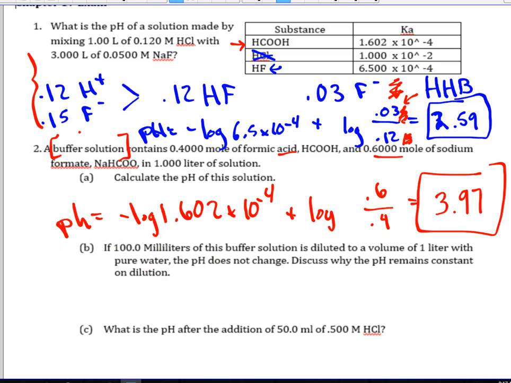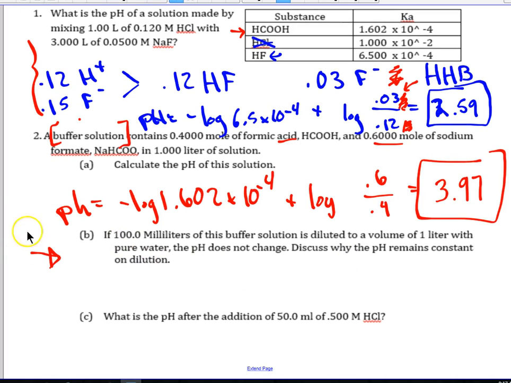All right. Letter B. Letter B, this is from an AP test. Both of these are sort of from AP tests, but this is an exact B off of a test. You can tell because I never type my numbers that accurate. If 100.0 milliliters of this buffer solution is diluted to a volume of 1 liter with pure water, the pH does not change. Discuss why the pH remains constant on dilution. Okay, well that's pretty cool.